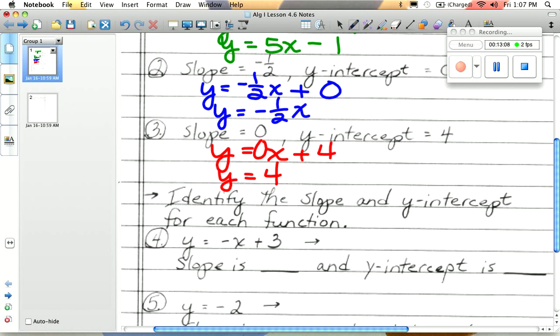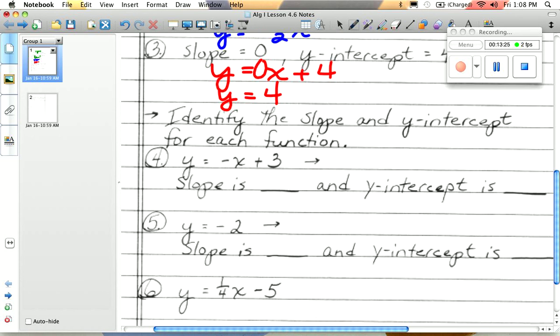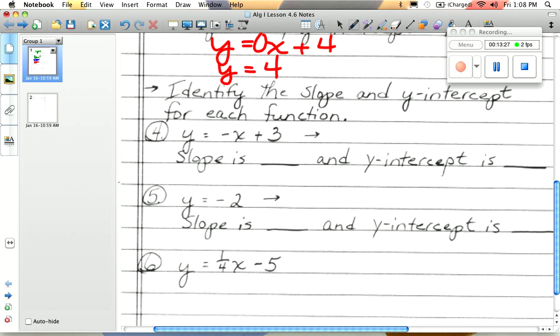The other thing we have to be able to do is, once an equation is cleaned up, which is what they always do, you have to be able to say, okay, well, it could have been this before they cleaned it up. So now we're going to practice doing the reverse. What if they give us the equation and we have to get the slope and the y-intercept from it? So, number 4.